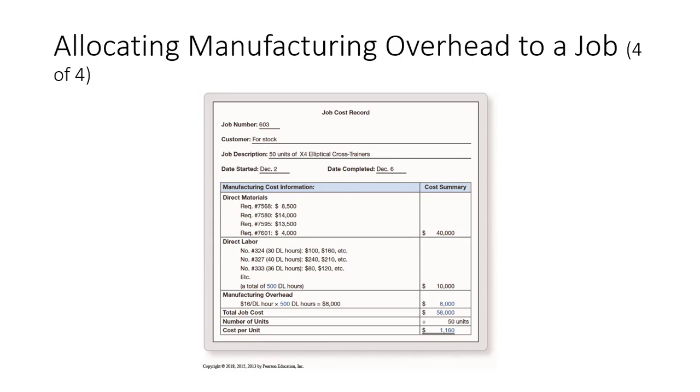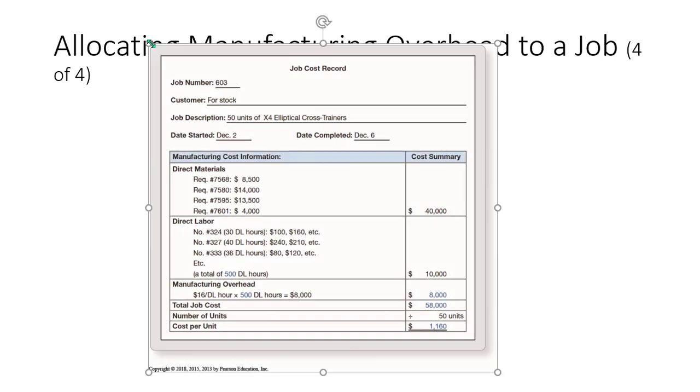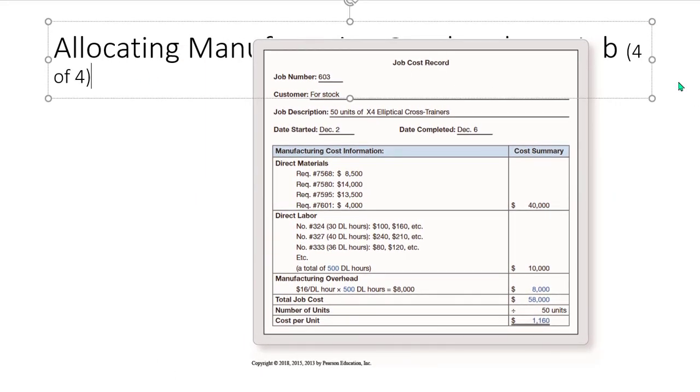So here's an example. Our overhead rate is $16 per direct labor hour, and this job used 500 direct labor hours. So those are actual hours. The rate itself is determined based on estimates, but it's allocated to the job based on actual hours. So that would be $8,000. And there's our total job cost divided by units. It gives us a cost per unit for the job. And then we can compare that to what we expected it to be, or a million different things.